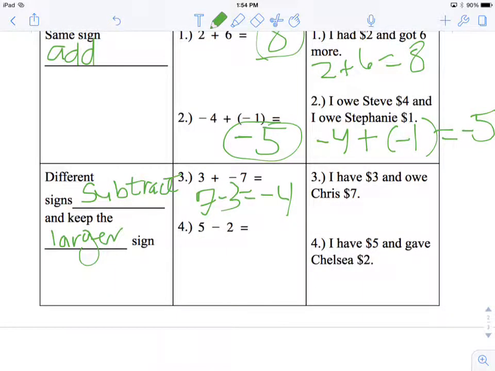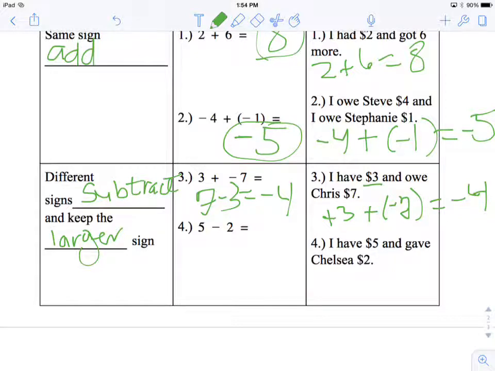Okay, so for example, I have $3, so this is positive $3. I owe $7, so I'm adding that -7. And so I still owe $4. I only had 3 to start with, so I still owe $4, and that's why we keep the sign of the larger one. Same thing on 4.